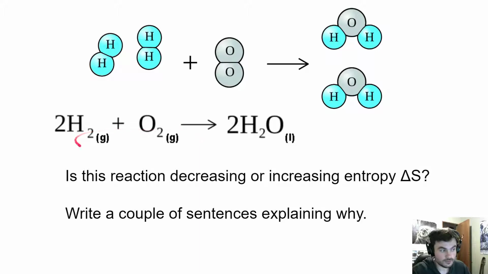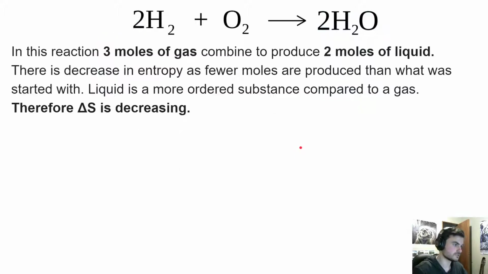Also, we're going from 3 moles of gas to 2 moles of liquid. This is making it more ordered. So in both cases, we're decreasing the number of moles and decreasing our disorder, with a state change going from a gas to a liquid, making the system more ordered.